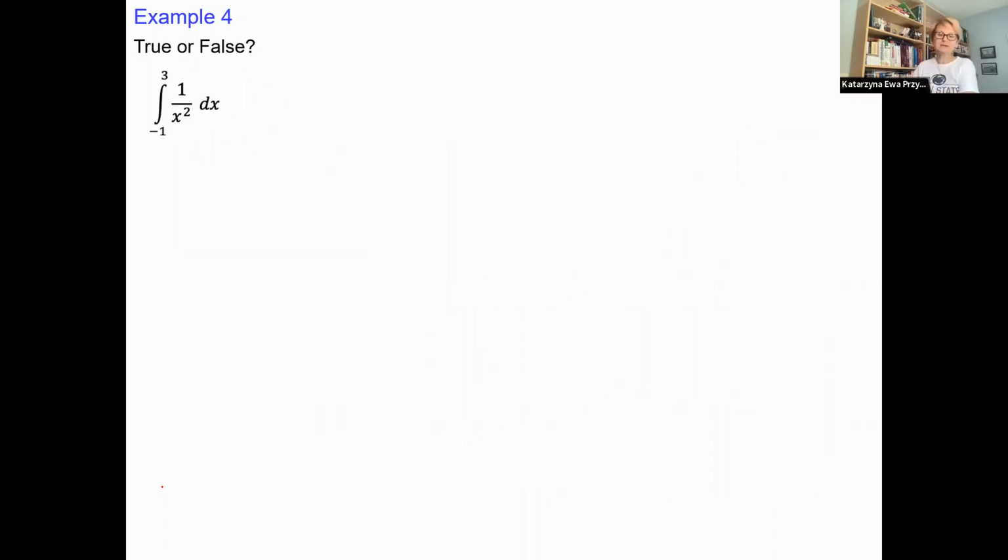The question is, true or false? Do you think we can evaluate this definite integral using the fundamental theorem of calculus? We have the function 1 over x squared dx from -1 to 3. That means, can I really go the same way?